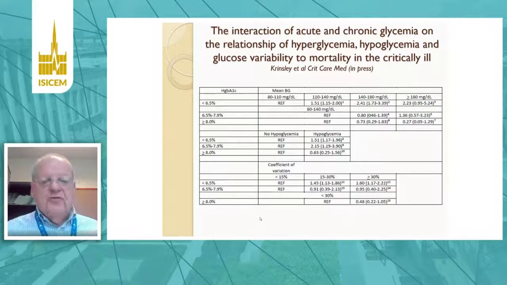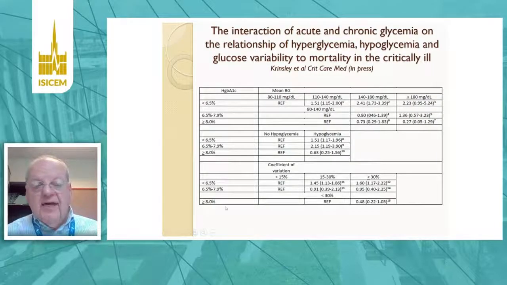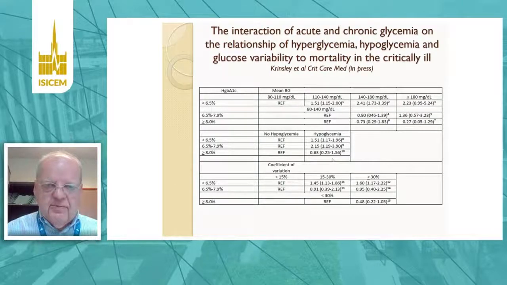We also looked at the relationship between the hypoglycemia and coefficient of variation in the same paper, and we found that, in fact, hypoglycemia was associated with a higher mortality, in contrast to the previous study on a large set of patients, but the multicentric one. So we got a higher mortality in patients with hypoglycemia if the A1C was lower, 6.5 or 7.9.